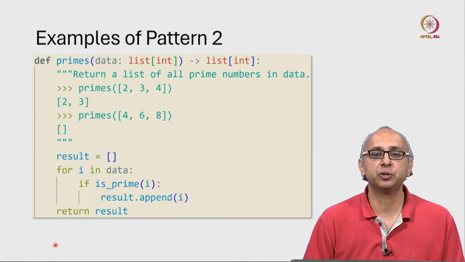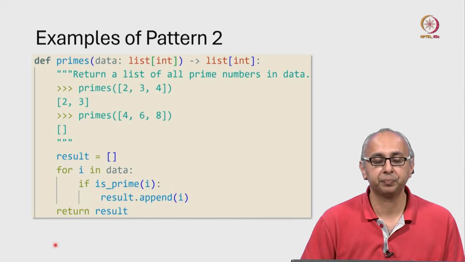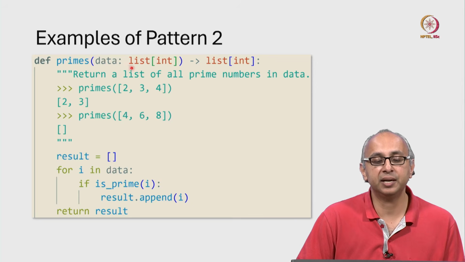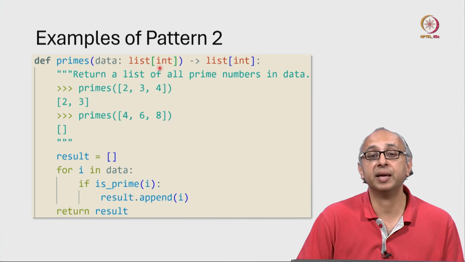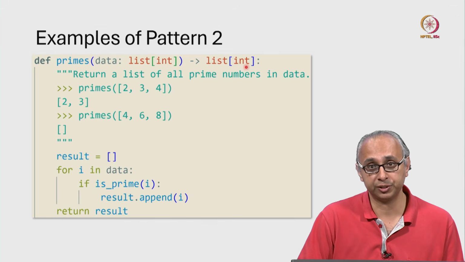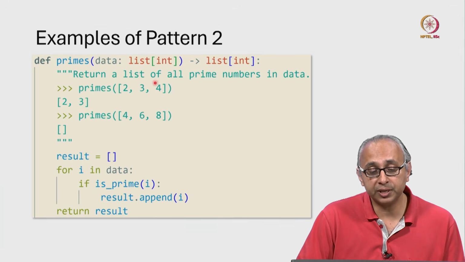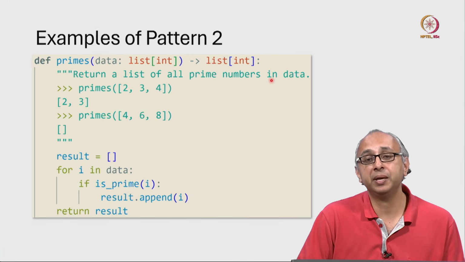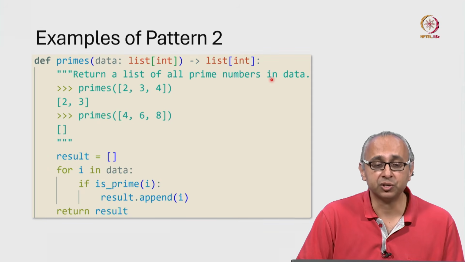Lastly, let's take a look at this example. This function takes a list of integers as input and it returns a list of integers. So we want to return a list of all the prime numbers in the given list data. So the doc tests make our intention clear.